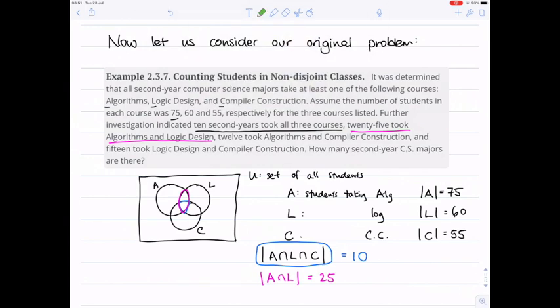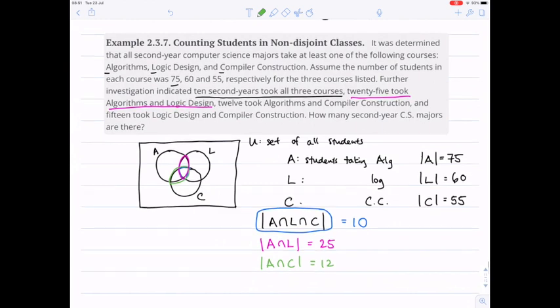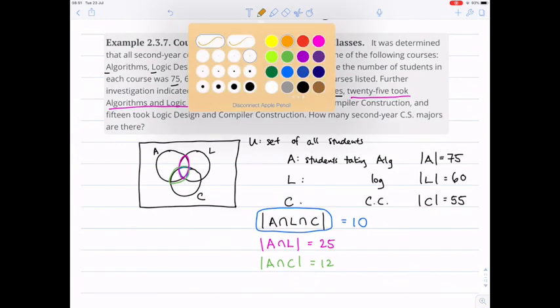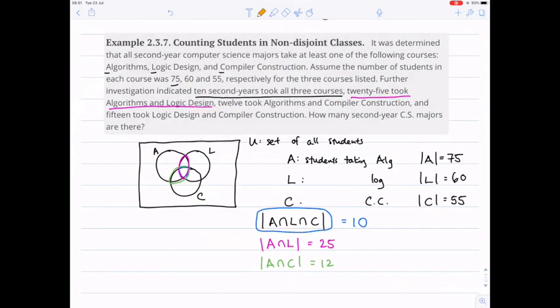And we know that 12 took algorithms and compiler, so that's this intersection over here. Algorithms and compiler construction gives us 12. And finally, we know that 15 took logic and compiler construction. So logic and compiler construction is 15.